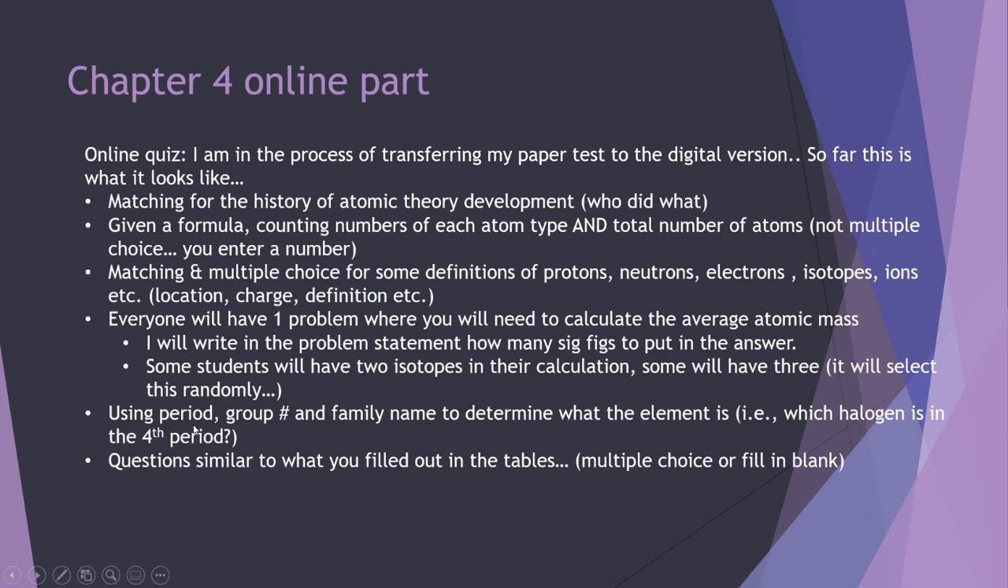Another section is going to be using period, group number, family name to determine what the element is. Like an example is which halogen is in the 4th period. So you're going to need your periodic table to look at and have your information about the period numbers as well as the group names, family names that we've got.